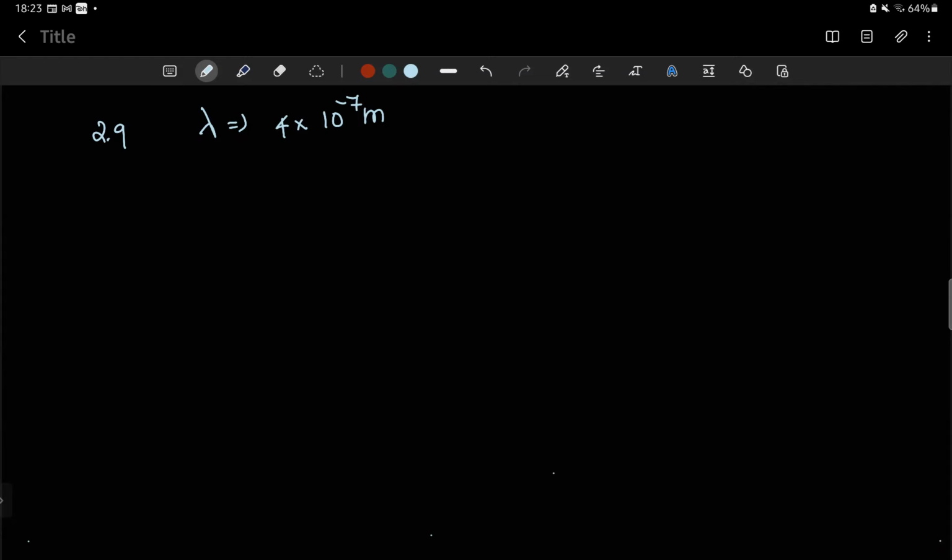Can you state the photoelectric equation? Tell me. H nu is equal to H nu naught plus half mv square. Half mv square is your kinetic energy. What is this H nu? Electromagnetic radiation. Electromagnetic threshold frequency.